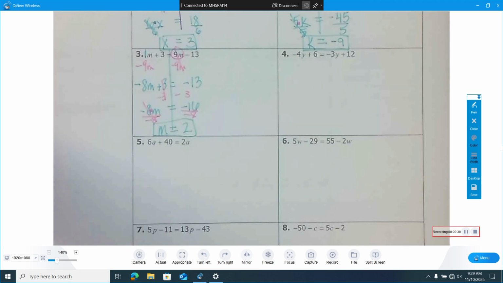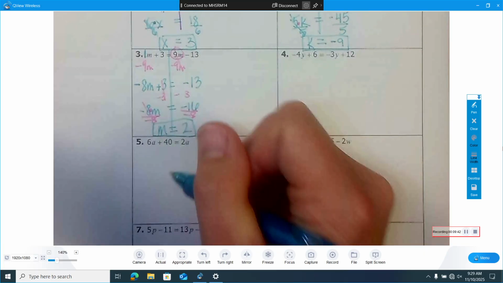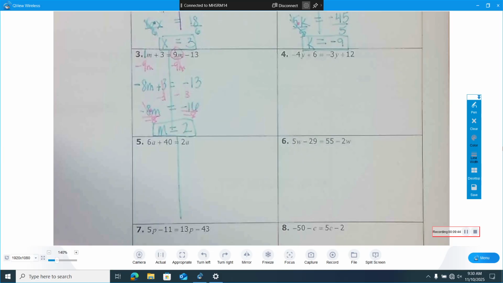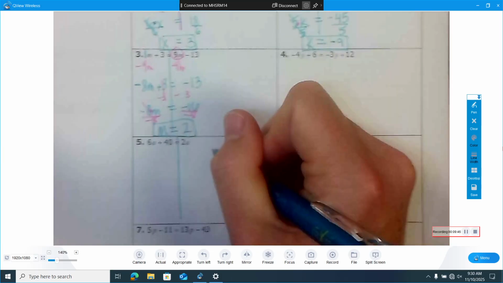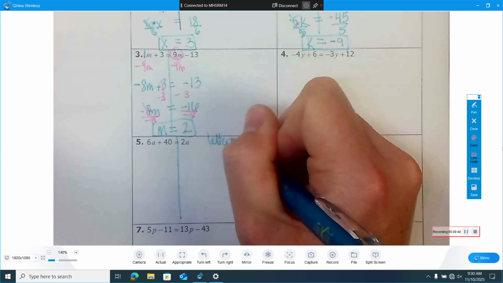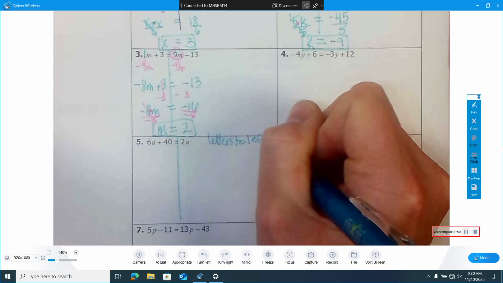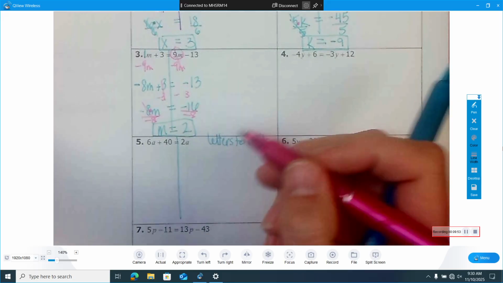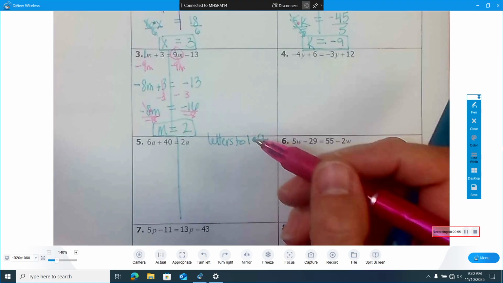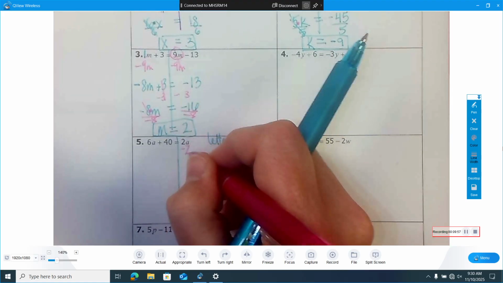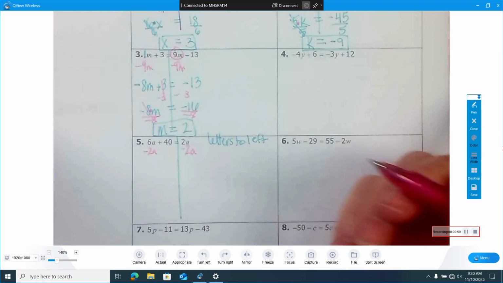Let's look at number 5. I'm going to draw my wall, ladies and gentlemen. And again, letters to the left. Letters to the left. So, if the letters have to go to the left, what do we need to do? Subtract 2a. We're going to subtract 2a from both sides.